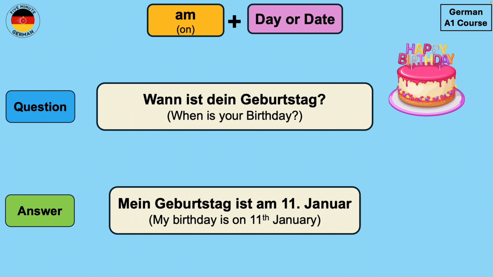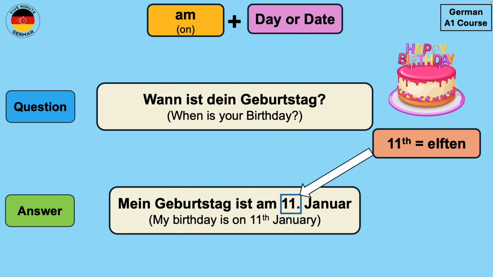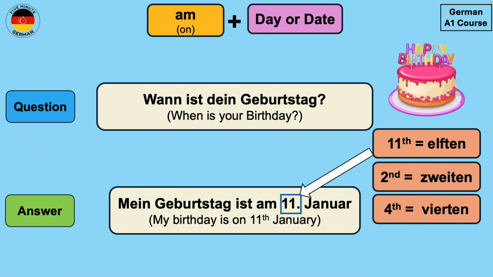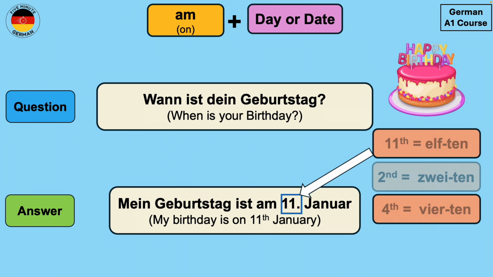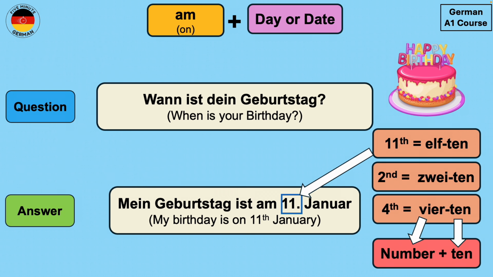Another side note over here, that this 11 followed by the dot means 11th, and it is pronounced as "elften" and not "elf", which just means 11. Similarly, if we have other numbers such as second or fourth, then they are also pronounced as "zweiten" or "vierten". And if you take a look at all of these numbers, then you see that these are a combination of the number with the ending "-ten". So this was just a side note for your information.